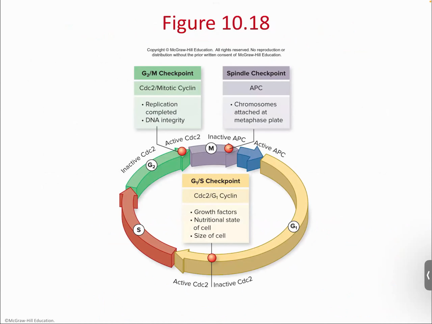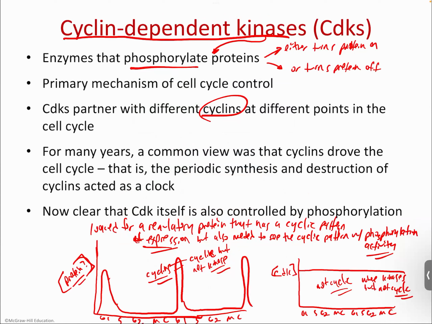What we realized was that the two of these together actually are necessary. So for instance, cyclin by itself does nothing. No kinase activity. The CDK by itself, no kinase activity. But when you add the cyclin plus the CDK together, then you get activity.